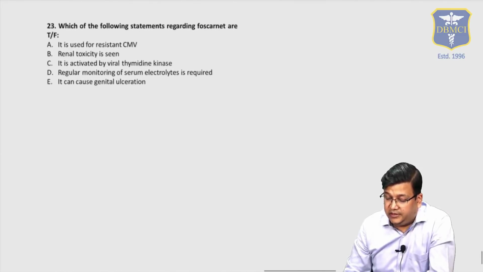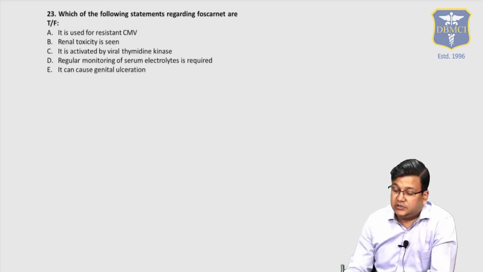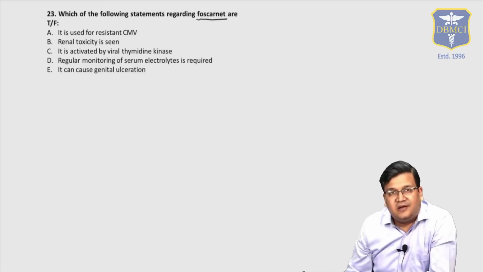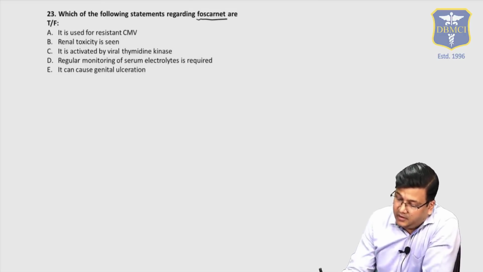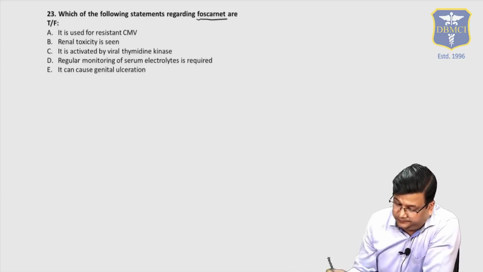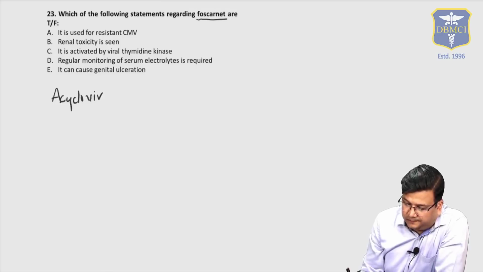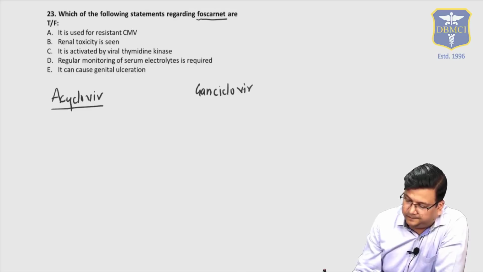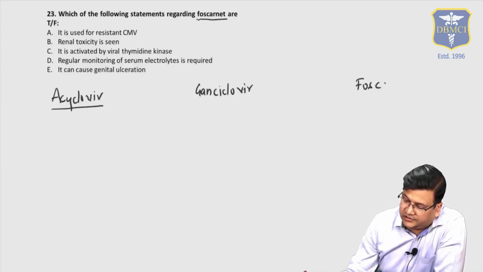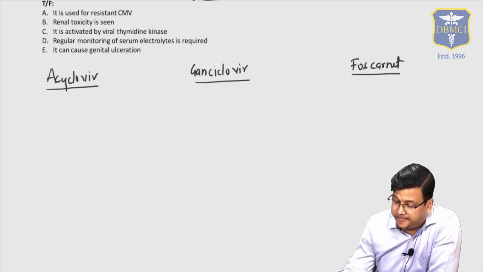Then we have question number 23. Which of the following statements regarding foscarnet are true or false? So foscarnet is a drug used for treatment of herpes group of viruses. So herpes group of viruses, there are many, and we need to discuss the drugs and the viruses. So there are 3 drugs basically: acyclovir, ganciclovir, and foscarnet. 3 types of drugs are available for treatment of herpes group of viruses.